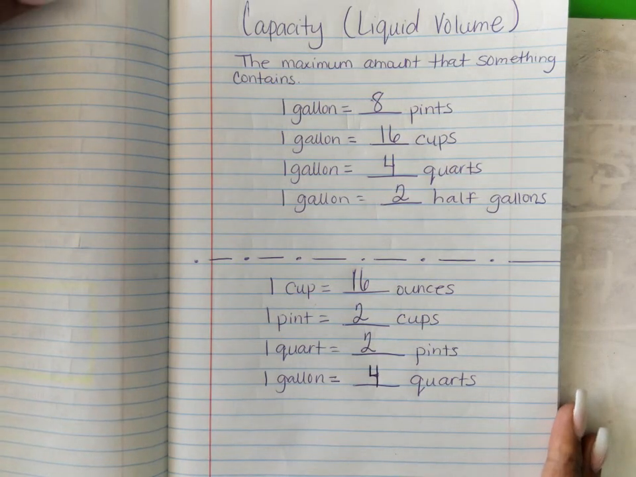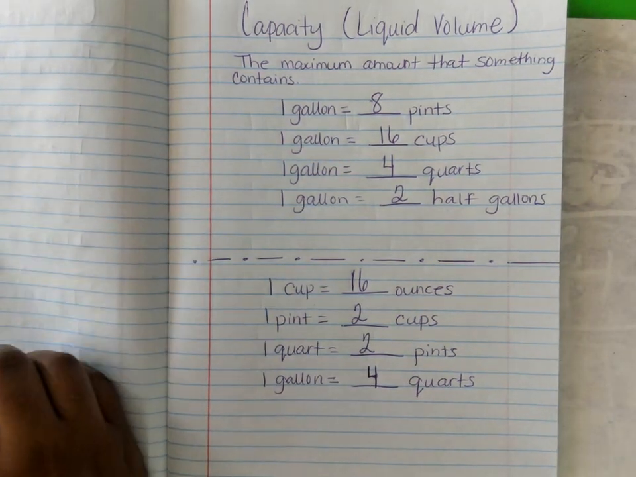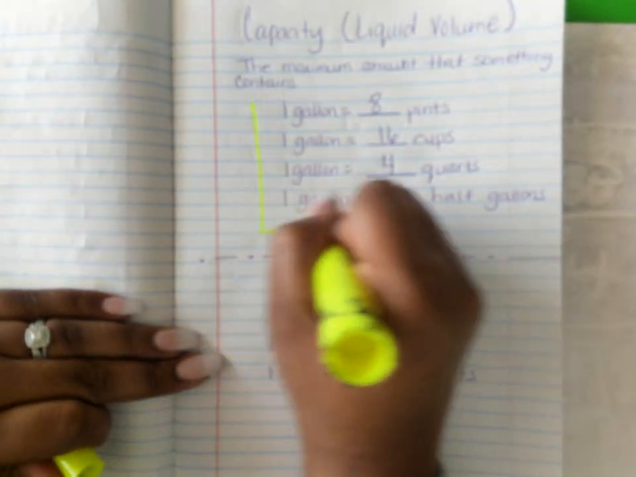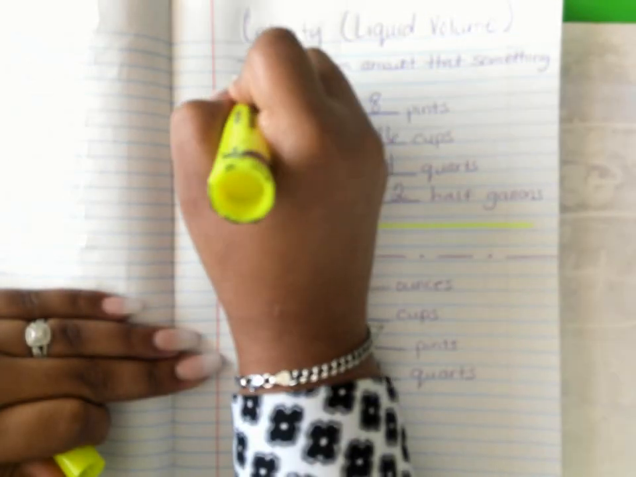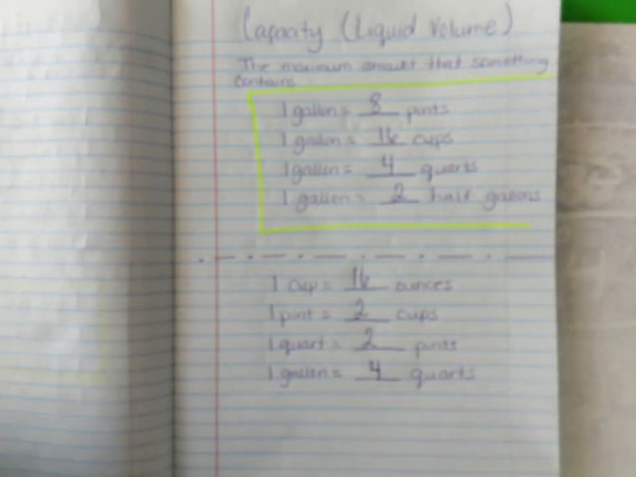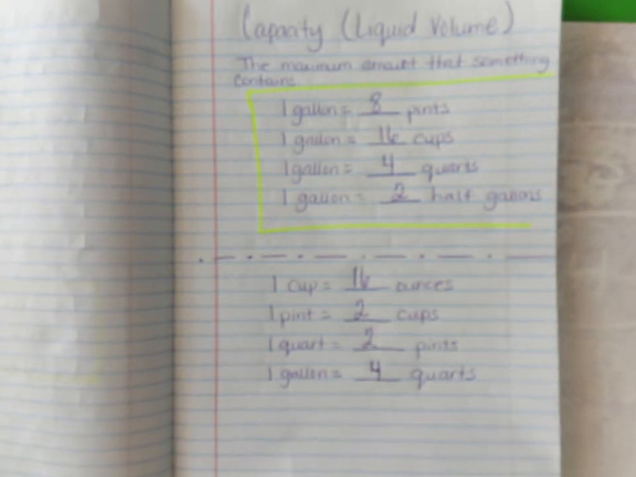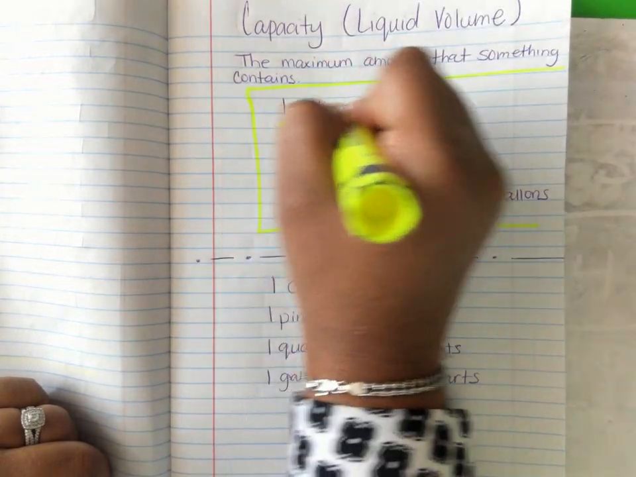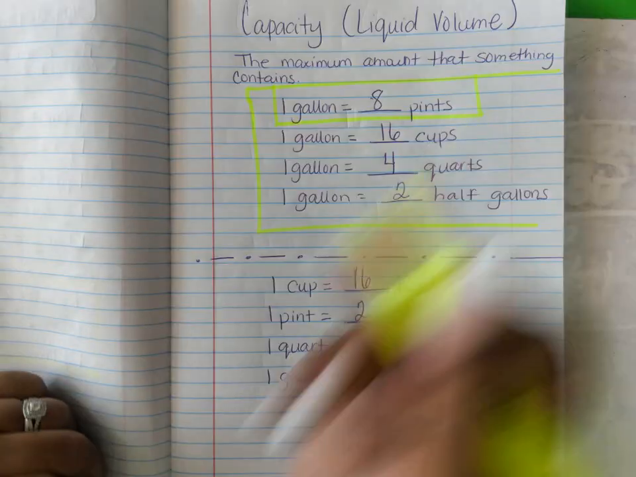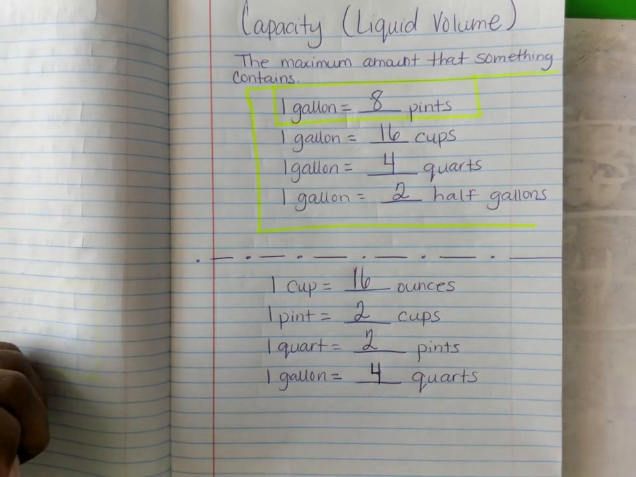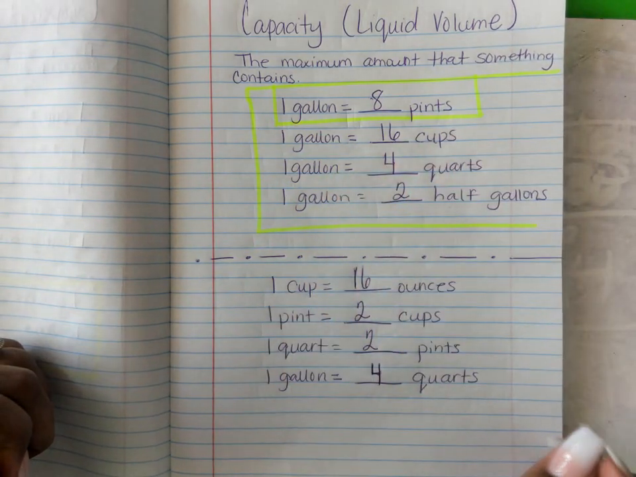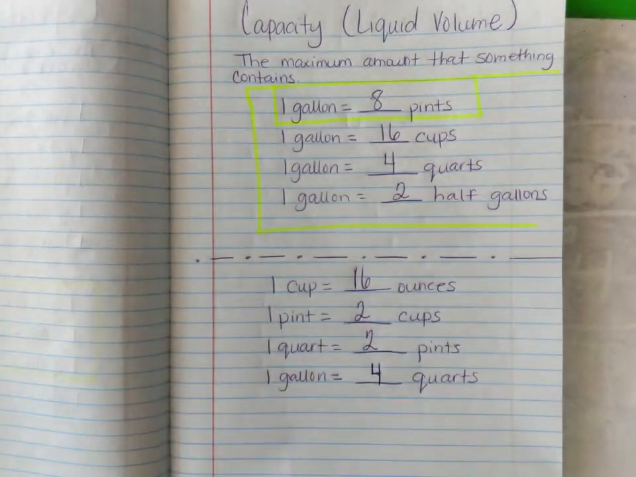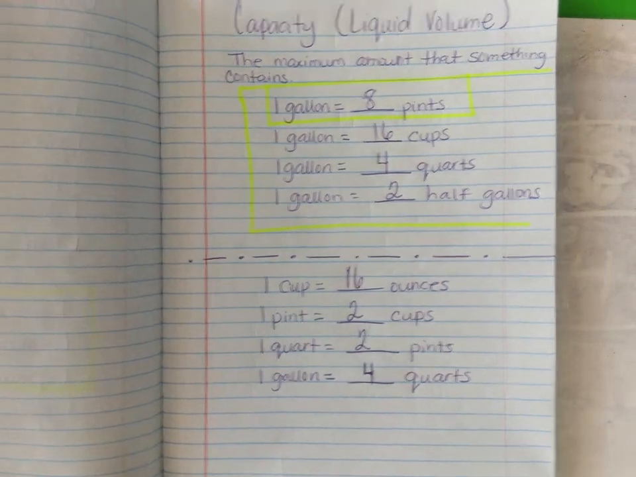And basically, just to give you a background on what this means, in order for you to see the relationship, that means for every gallon I have, there are 8 pints. Every gallon I have are 16 cups. Every gallon I have are 4 quarts. And every gallon I have are 2 half gallons.